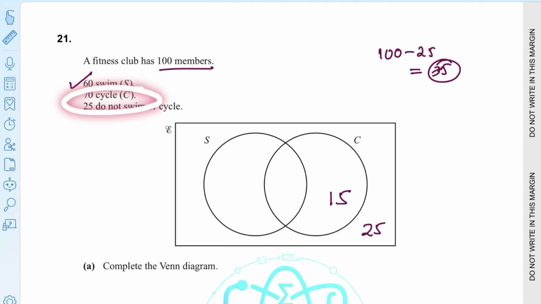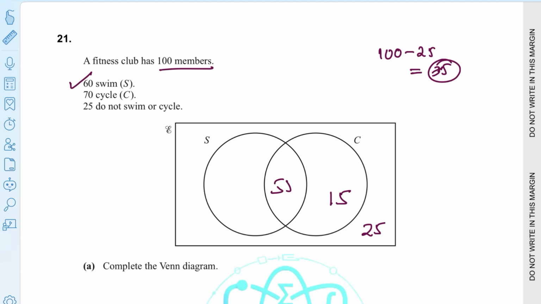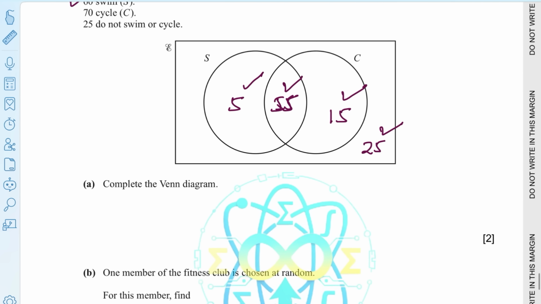Now as per the question, 70 is cycle, so this one is 70, out of which 15 we got. Remaining part, 70 minus 15. 70 minus 15 equals to 55. Is it okay? Right? And the swimming is given 60. So this is 5, this is 55, and this is 15, and this is 25. I hope you understood this case, right? So complete the Venn diagram, you'll get the full marks for this.